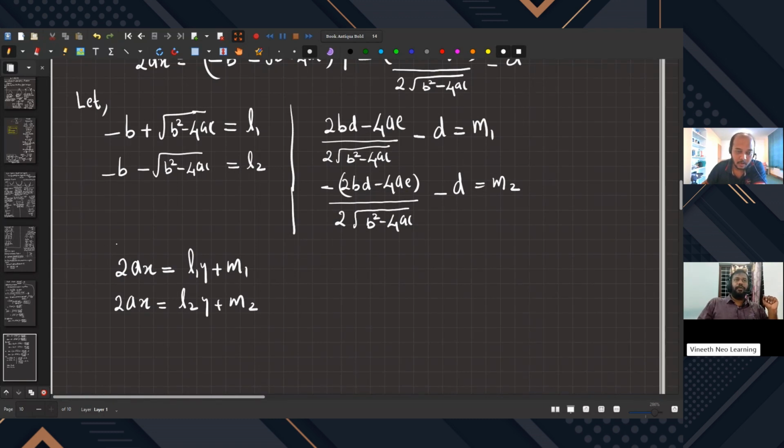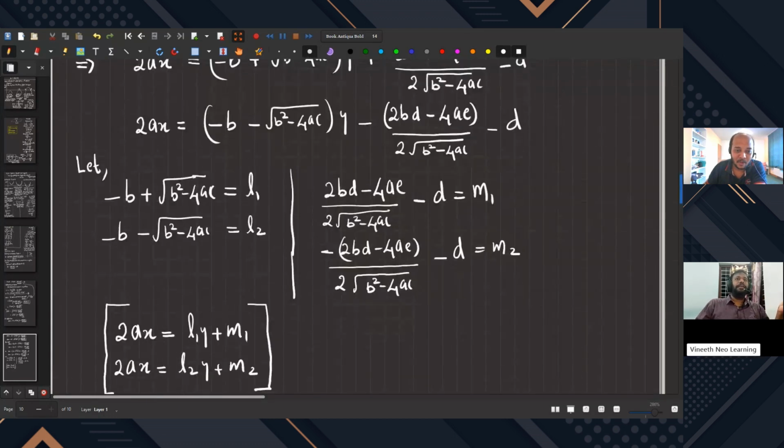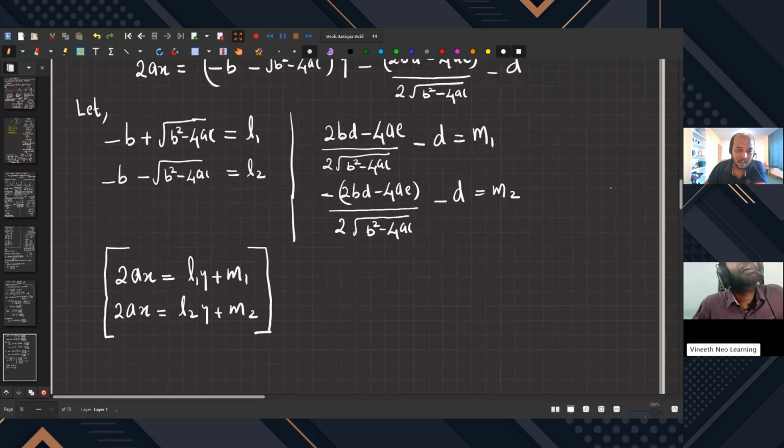Take all the time in the world. L1y plus M1. Not y1, x and y are the same here. L1y plus M1 and 2ax equals L2y plus M2. Yes, L2y. Okay.